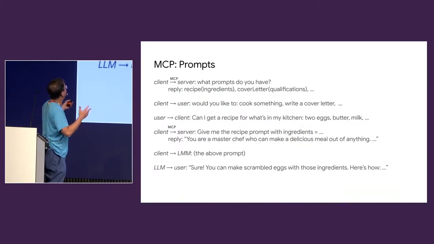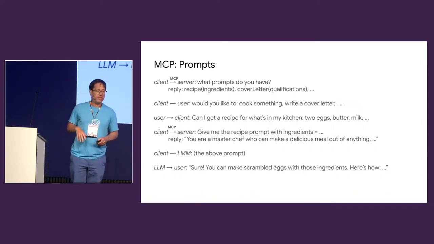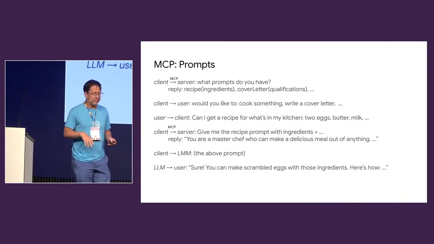And then somehow the client gives that list to the user. Maybe it's a drop-down or something, and the user says, okay, I want to do the recipe thing, and the client says to the server, now I want to get that prompt, just give me that text, but fill in the placeholders with these things. And the client passes that prompt on to the LLM, and then the LLM figures it out, and uses the prompt to do whatever was asked.